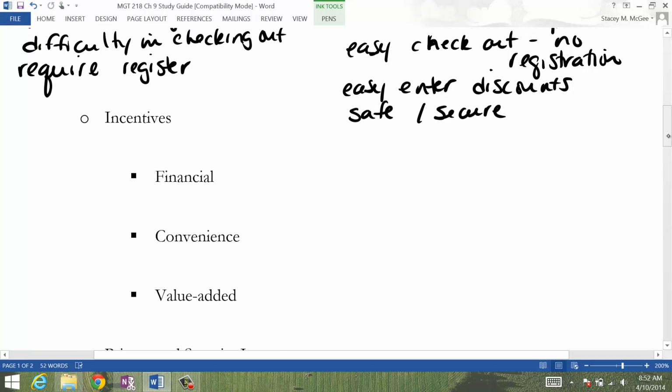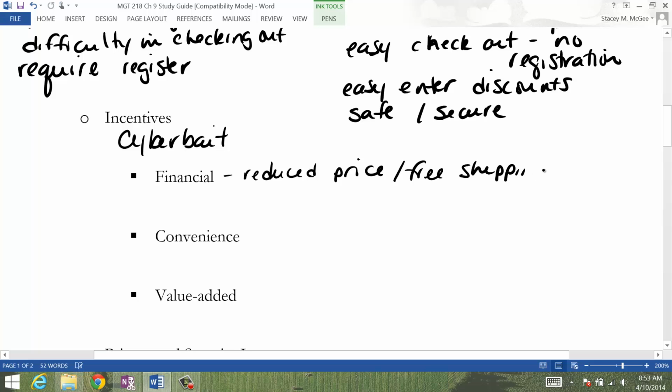Okay, we also need, if we're selling online, we need incentives. They refer to it as cyber bait, and that is any kind of lure or any kind of attraction that is designed to bring people to your website. So you can have financial incentives, so reduced price, it's cheaper on the web, or I'm having a web sale or something like that. Free shipping is a big one, a very popular financial incentive. People really like free shipping. Or also e-coupons. Any of those would be financial, and we'll see how this will work in conjunction with some of our online advertising as well.